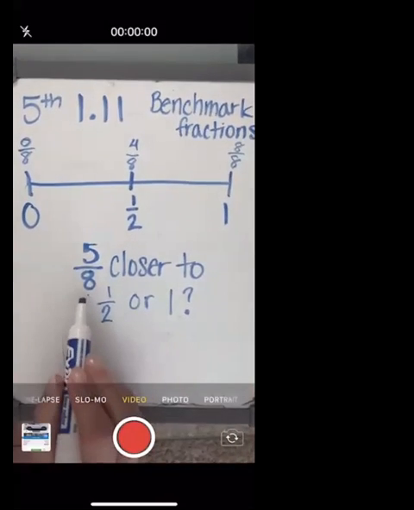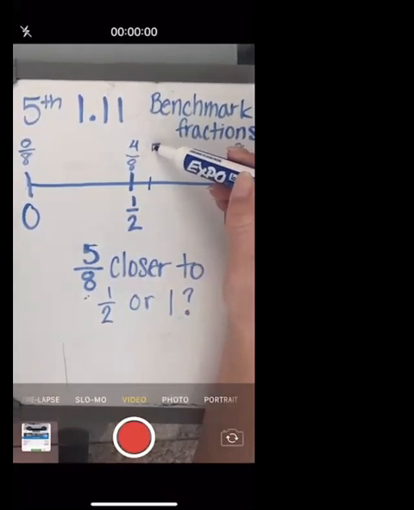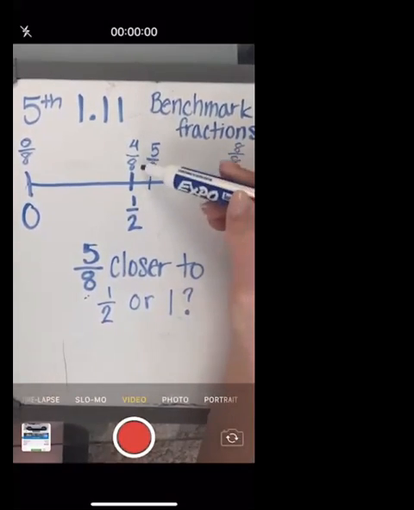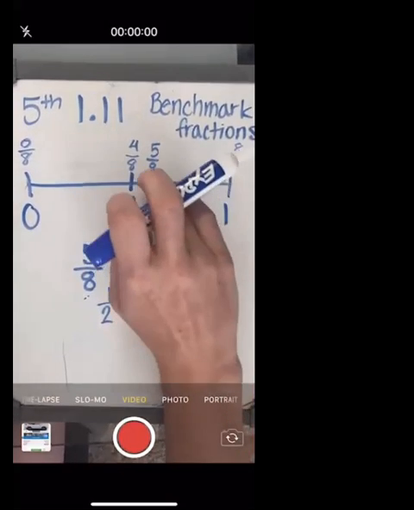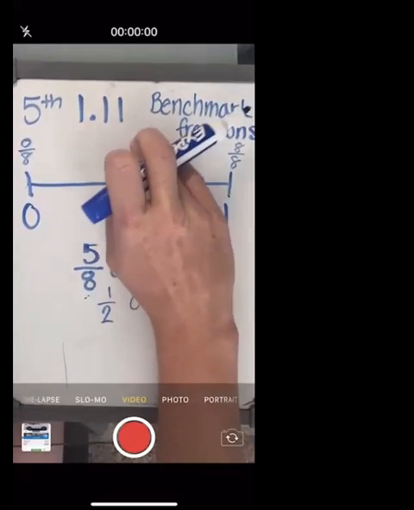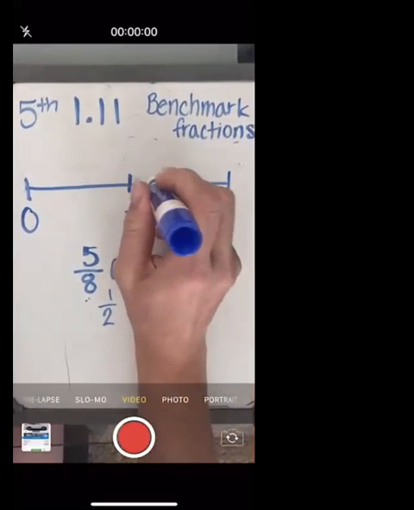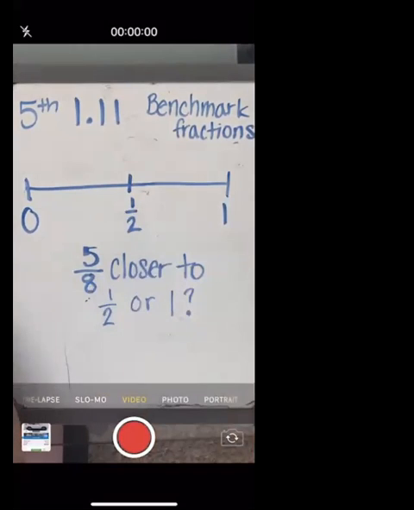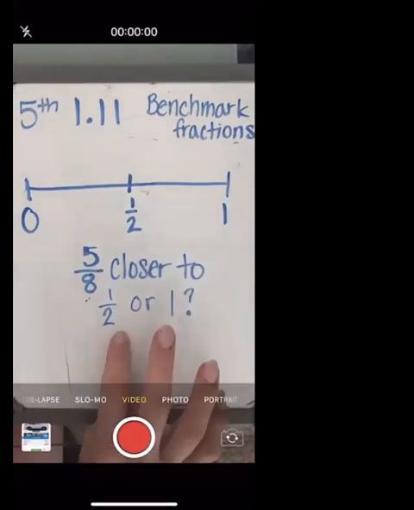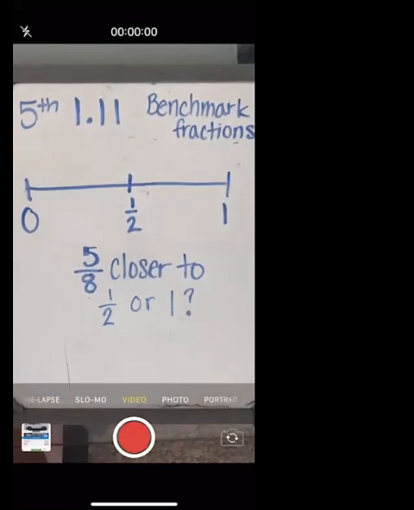So if you look at this, we know that 5/8 right here would be closer to 1/2, which would be 4/8, than 8/8. You can think about where it would fall and use your best judgment. Most of you in your head, if I said where's 5/8, you'd say somewhere about here, right? 5/8 is closer to 1/2 because when we're working in eighths, 1/2 would be 4/8. It's closer to 4/8 than it is to 8/8.